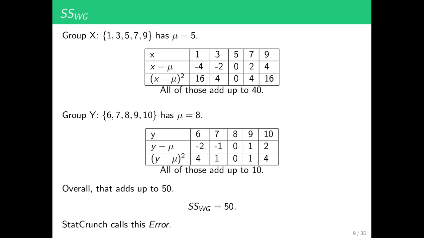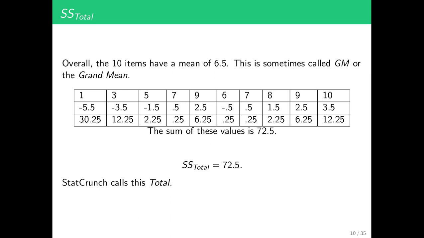Now for whatever reason StatCrunch calls this error. I don't like calling it error. It's a sum of squares within group. But if you're looking for it on StatCrunch, look for the word error. Now let's put all the data back together in one big set, and the mean of this data is 6.5, trust me. Okay, and then you take the differences and you square them and you add them all together, and again just trust me on that unless you want to retrace it, and you get 72.5. Okay, StatCrunch calls that total, which is fine by me.